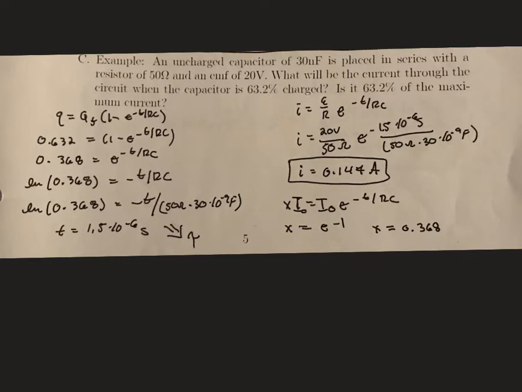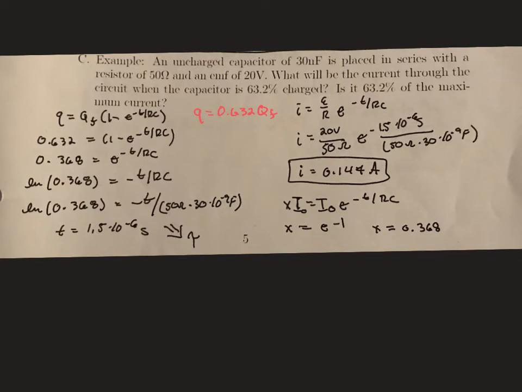So we first need to figure out the time at which Q is equal to 63.2% of its max value. So we want to find out when Q is equal to 0.632 times QF. So for Q, I have plugged in 0.632 times QF, and then I've canceled out the QF on both sides. We're left with 0.632 is equal to what was in the parentheses of the original equation.